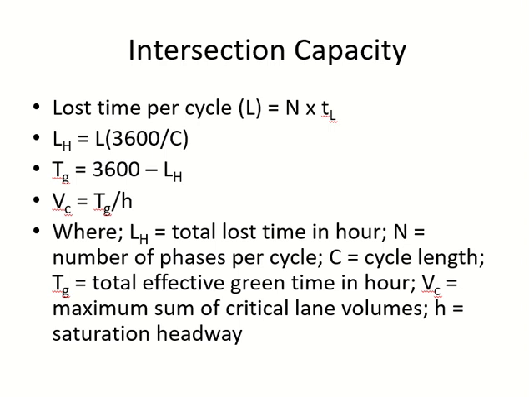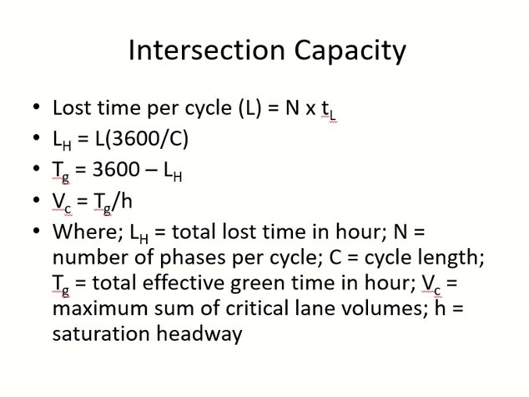This is the loss time in one cycle. Then how much is the loss time in the whole hour? I multiply the loss time by the number of cycles I have in 1 hour. How many cycles can I have in 1 hour? Total time divided by the time of one cycle gives me the number of cycles. The number of cycles multiplied by the loss time of one cycle gives you the total loss time of the hour. From the total time, if you subtract the loss time, the remaining is called effective green. So the total time of the hour minus the loss time of the hour gives you the effective green time of the hour.